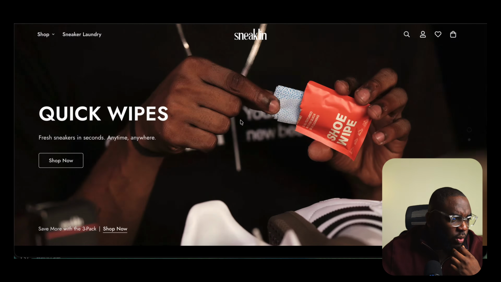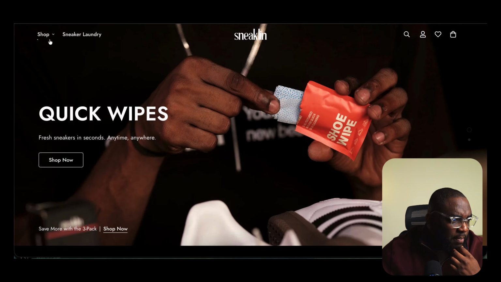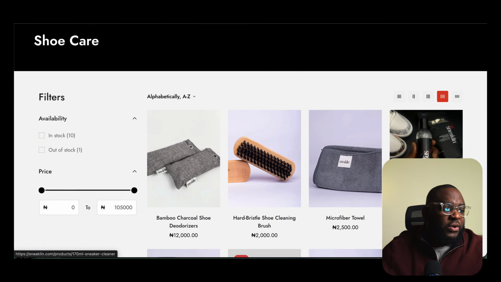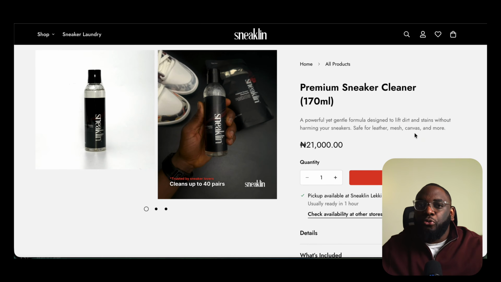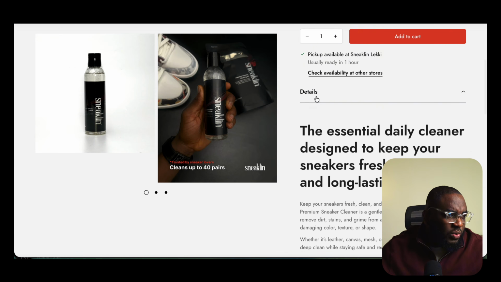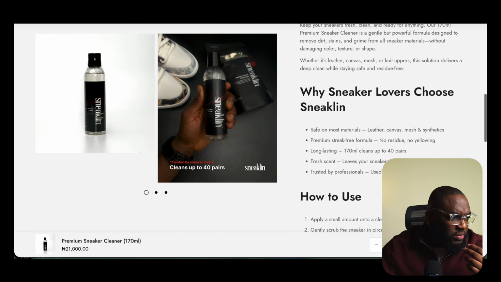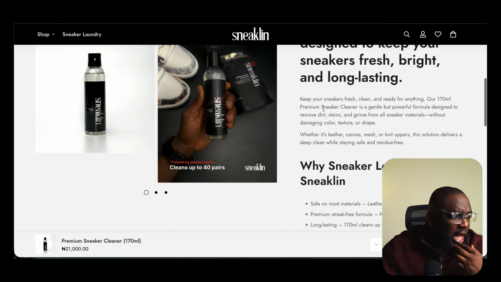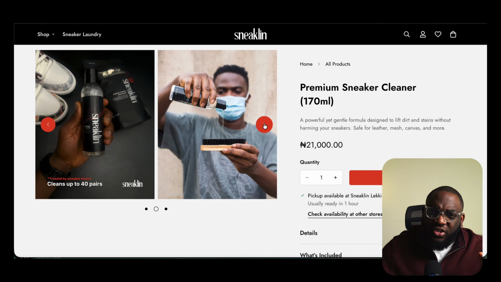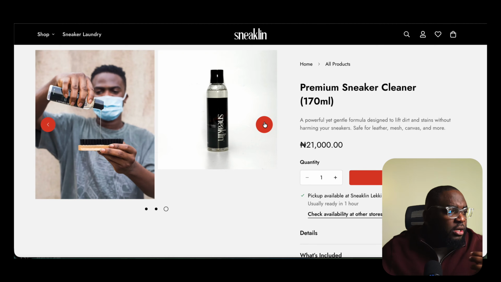I would probably want to spend some money sending people to my website. That way I can send people to a well-optimized product landing page where I'm sending people to buy. For example, this premium sneaker cleaner is 21,000 naira. I would probably want to send people to this particular page. I would probably add a video on how people can use the product, whether it's a YouTube video or a GIF. I would also add an additional card, like a USP card, to show the benefits of the product. Maybe it's okay, so they have something like that.